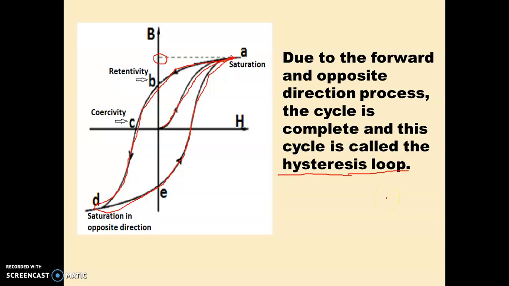This is very important. This graph of B versus H shows what happens for different values of H. This is the graphical representation, the loop we get, and it is called the hysteresis loop. This thing we have to keep in mind.